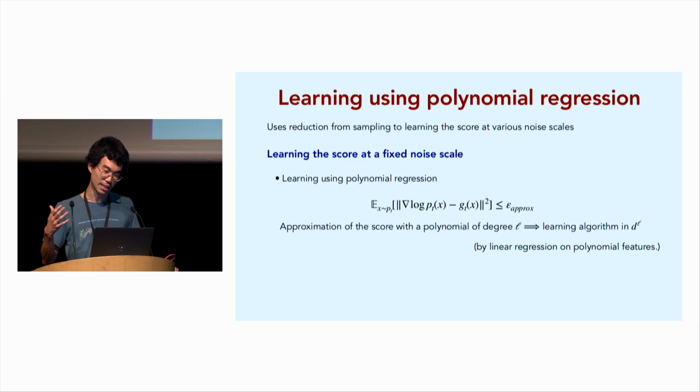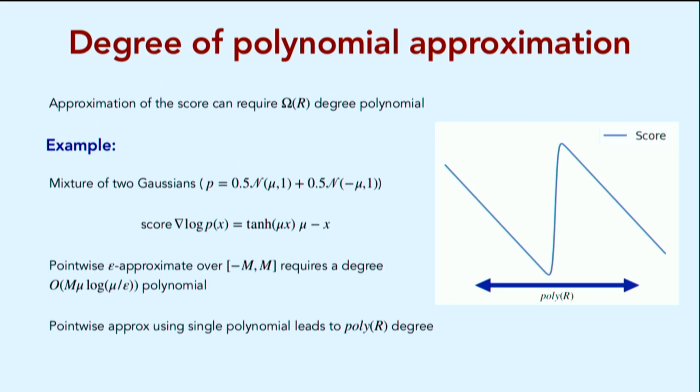We're going to parameterize or approximate it with a polynomial of degree L. If we can do this with degree L, that gives a learning algorithm with complexity d to the L, by linear regression on the polynomial features. So let's consider this polynomial approximation problem.